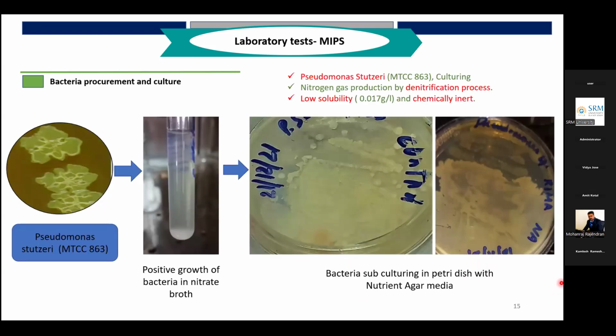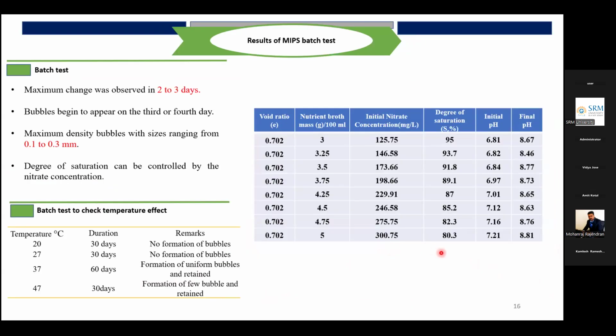It is a small batch study. We can see here the production of air bubbles and the growth rate, all witnessed through this confirmatory analysis. Finally, we witnessed that the production of nitrogen gas is possible, with maximum change observed in 2 to 3 days, and bubbles begin to appear on the 3rd and 4th day. The maximum density of bubbles has a size range from 0.3 to 1.1 millimeter, and the degree of saturation can be controlled by the nitrate concentration.